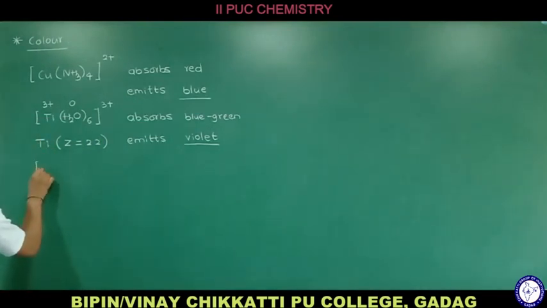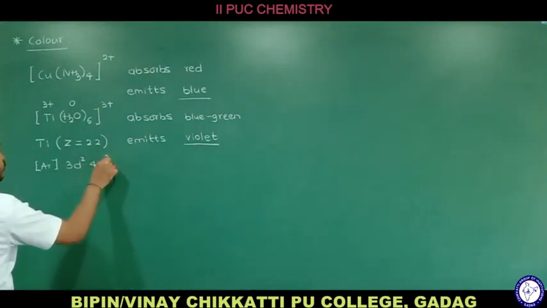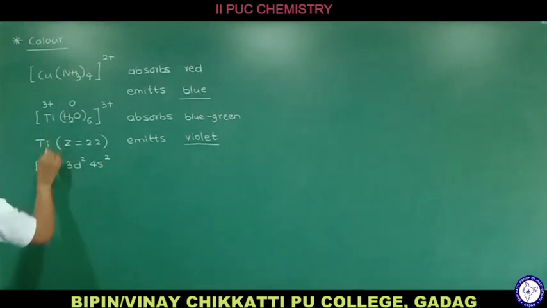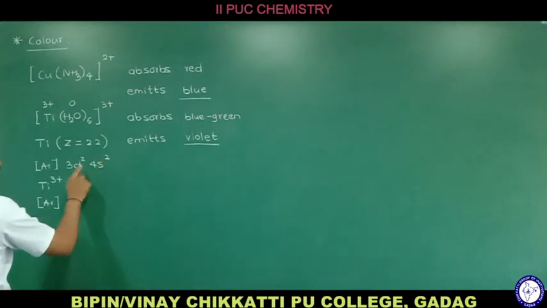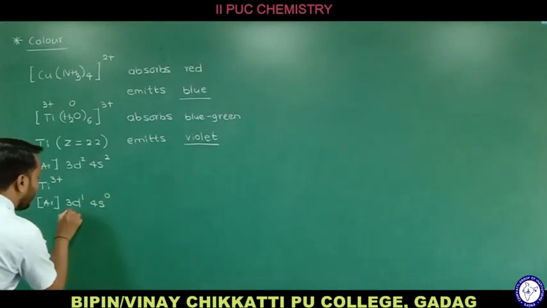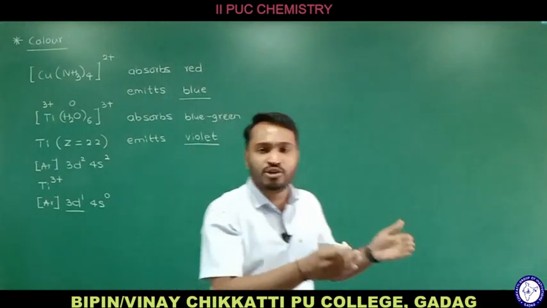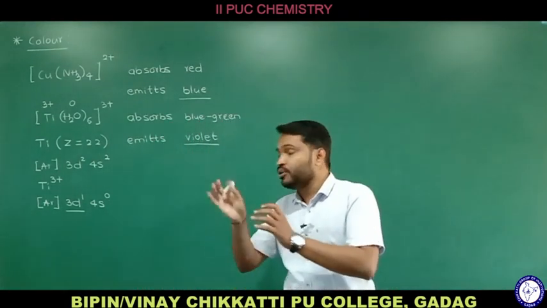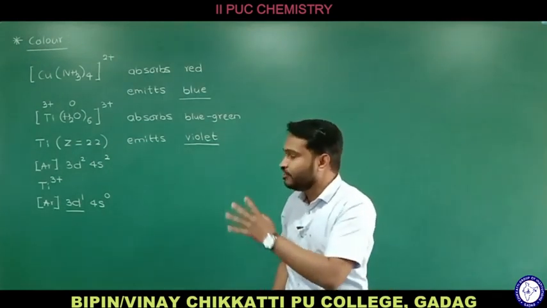For Ti, the electronic configuration is argon 3d2 4s2, but in this particular compound we don't have Ti, we have Ti3+. So if you have Ti3+, the electronic configuration will be Ar, and 3 electrons have been lost, 2 from here and 1 from here. We are left with 3d1 and 4s0. So we have a 3d1. In a 3d atomic orbital, we have an unpaired electron, and that is going to be responsible for the color of this particular complex. So how does d-d transition take place in case of 3d1?